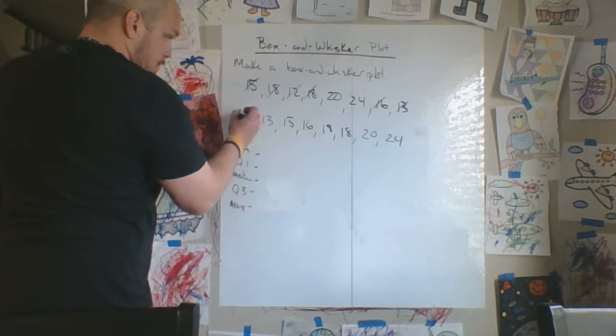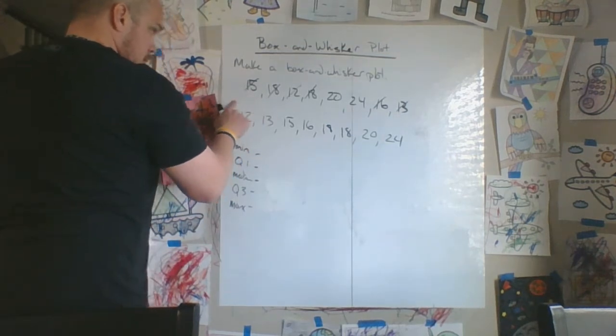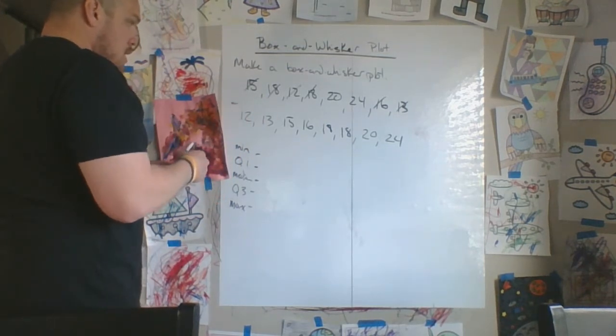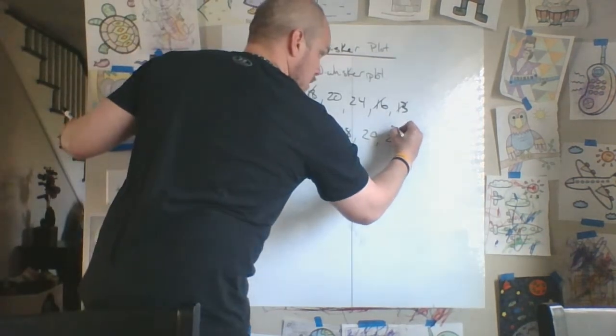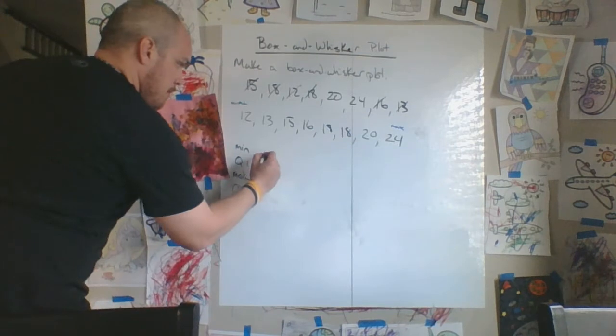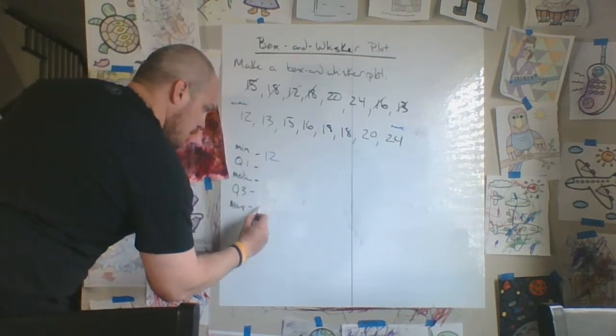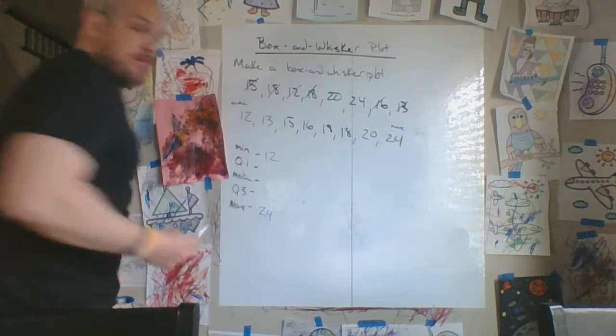Minimum's pretty easy. We have the min. We have the max. All right, so my minimum is 12. My maximum is 24. Those are pretty easy.